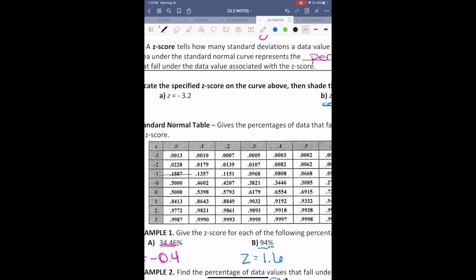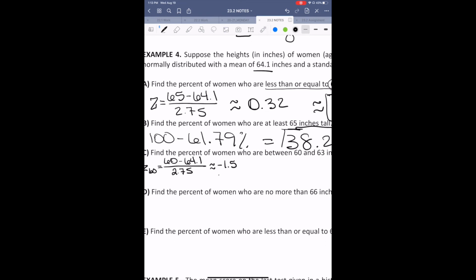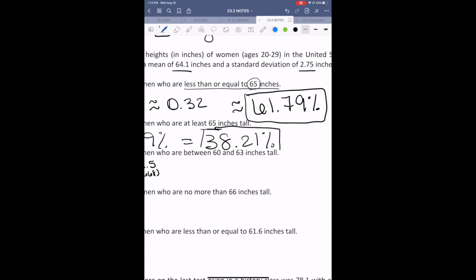So negative 1.5, and I get 0.0668. And I'm just going to write that down. 0.0668. That's our percentage for 60. Then we're going to do the same for 63.